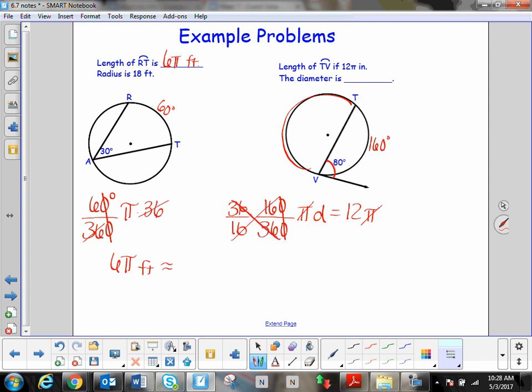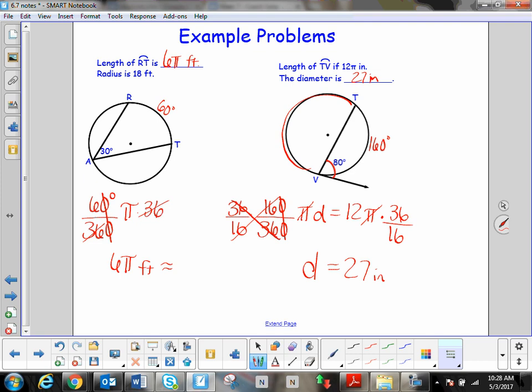That'll get rid of that. Whatever you did to one side, do to the other. Multiply by the reciprocal. So D is by itself. And so whatever 12 times 36 is, divided by 16 is 27. And we are in inches. So the diameter is 27 inches. So be able to work backwards and solve for the radius or the diameter, and vice versa, be able to find the length. So you have a little bit of practice with this already.